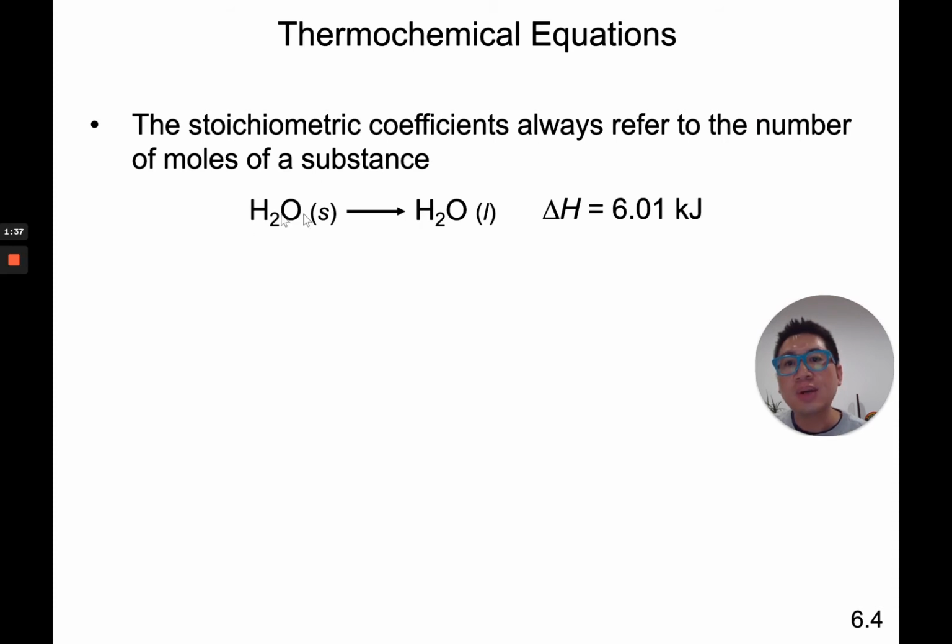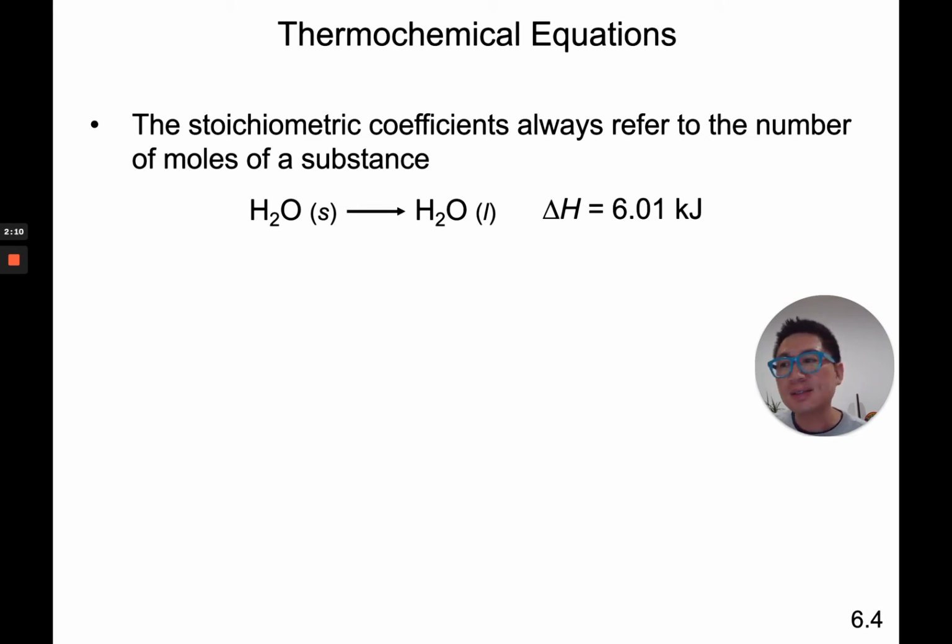So here, 1 mole of ice, H2O solid, makes 1 mole of water, H2O liquid. Delta H is positive 6.01 kilojoules. Positive means endothermic. It absorbs heat. In fact, to melt ice, to turn ice into water, solid H2O into liquid H2O, it needs to absorb heat, energy. It absorbs 6 kilojoules of energy specifically. So to melt 1 mole of ice, it requires 6 kilojoules of energy.